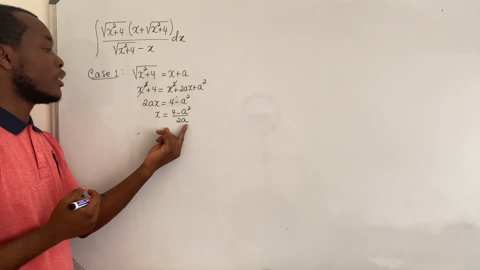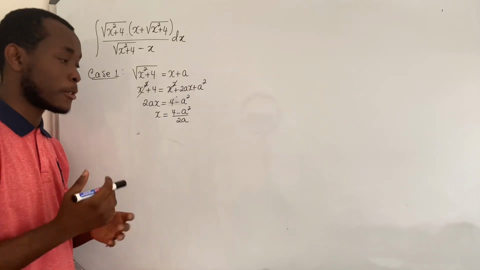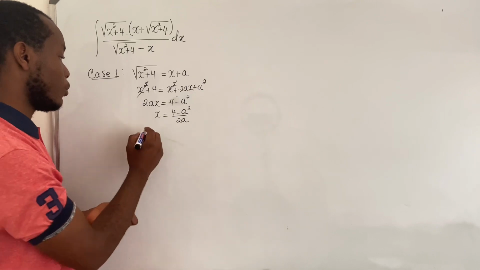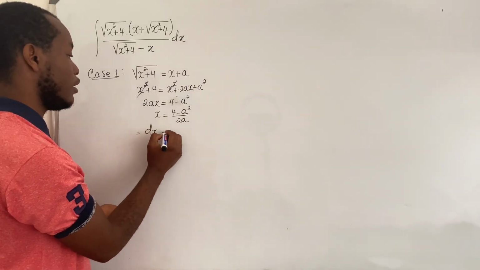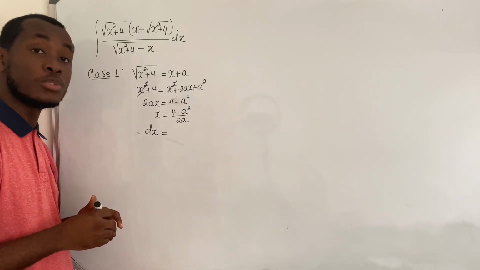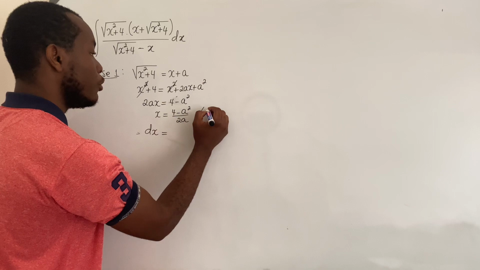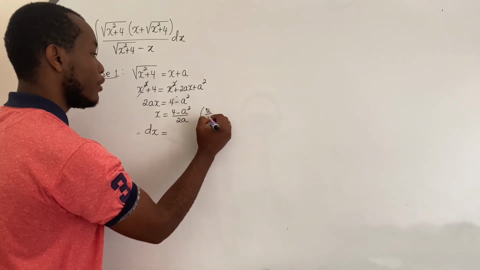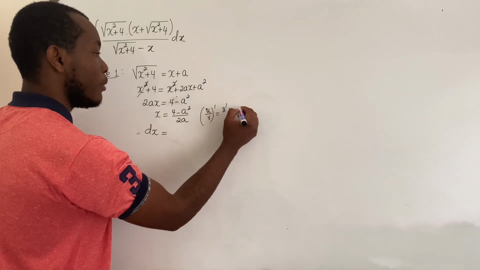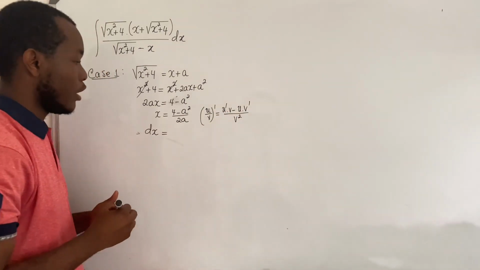Now when we isolate the value of x, what do we do? We differentiate to find the value of dx. Differentiating x gives 1, so we have dx equal to the derivative of this part. To differentiate it, we have to apply the quotient rule. If we have u over v, its derivative is equal to u derivative times v minus u times v derivative, over the denominator squared. That's what we have.